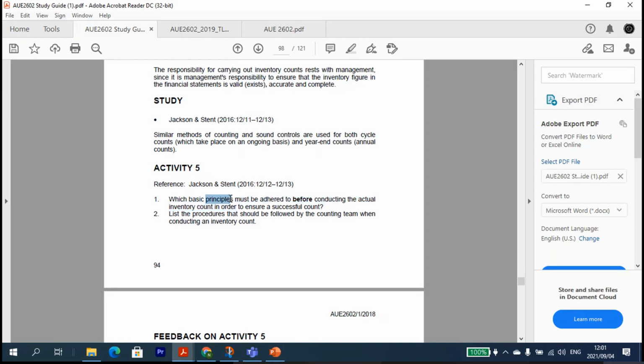So what basic materials, I've been speaking of materials the whole day, excuse me. Which basic principles must be adhered to before conducting an actual inventory count in order to ensure that it's a successful count? So what should we consider before conducting an actual inventory count? Have you guys ever performed a stock count? If not, maybe try to imagine a stock count and what it involves. Even if it was your company, what would you consider needs to happen, or what do we need to know before we perform a stock count?